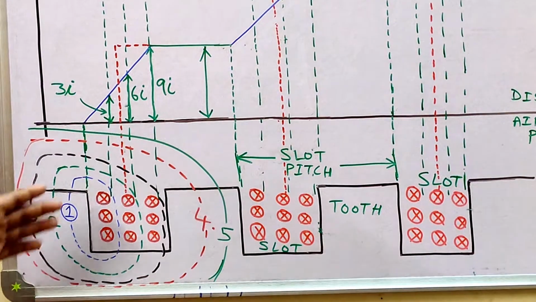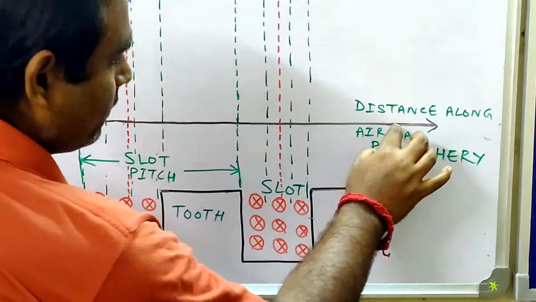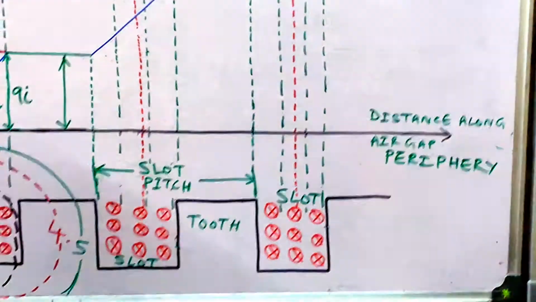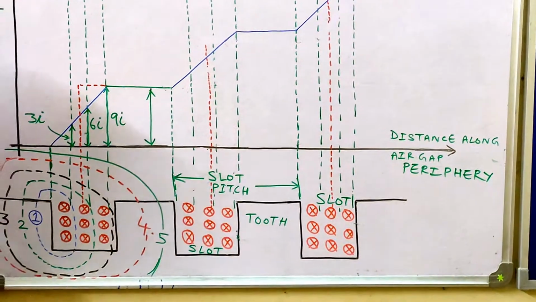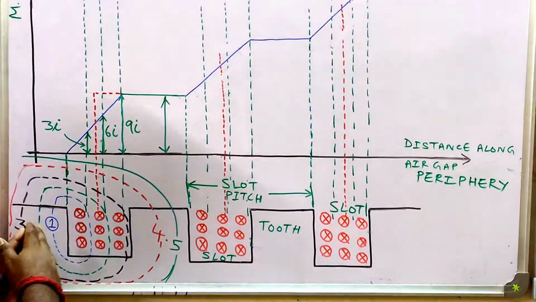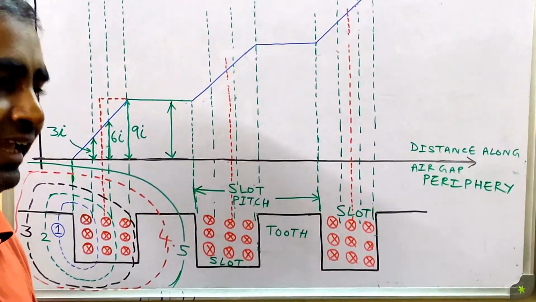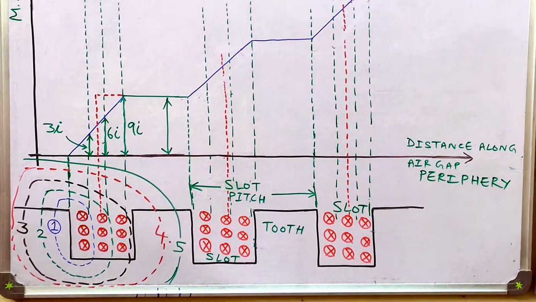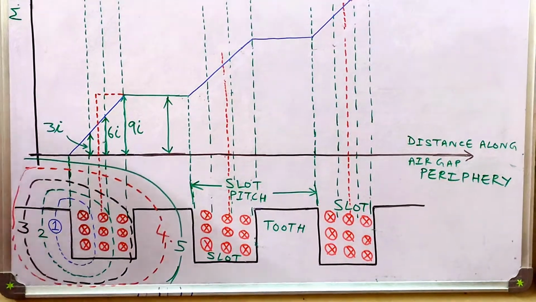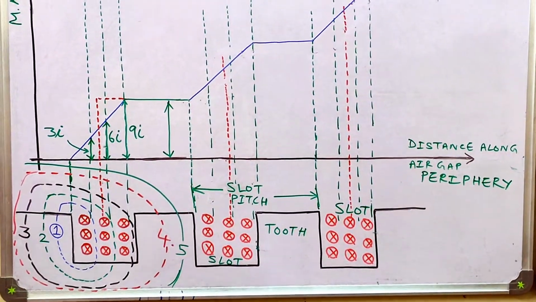Now, what is plotted along here? Along the x-axis I have written distance along air gap periphery. This is because this is the developed view. That means we are assuming that the rotor core is cut out and laid flat. So what is there between the stator core and rotor core? There is an air gap between the stator core and rotor core. Although that air gap is very small, it is so as to provide minimum reluctance to the mutual flux.